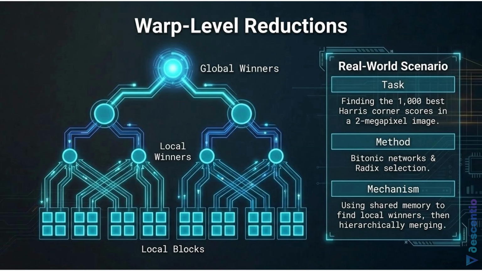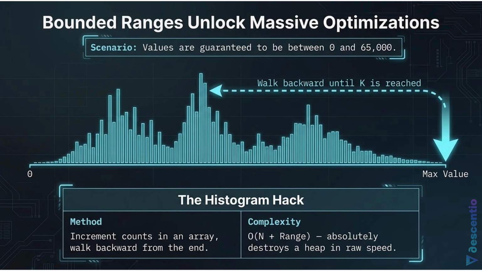That is so elegant. It really is. But hardware architecture isn't the only constraint that changes the game. There is another massive hardware-level optimization the sources emphasize: knowing the bounded value range of the data. Yes, this scenario really tests your systems thinking.